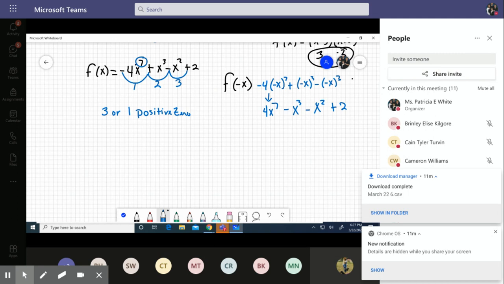So how many negative zeros am I going to have? 2. Positive to negative, stayed the same, went back to positive. So 2 or 0 negative zeros. So when I get my answers, I know that 3 or 1 of them are going to be positive, 2 or none of them will be negative.